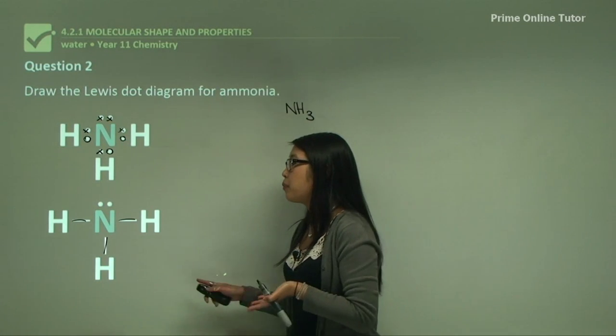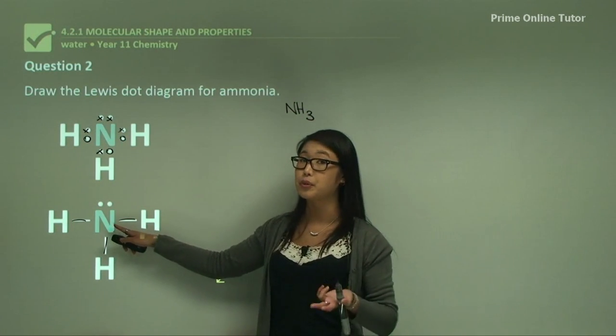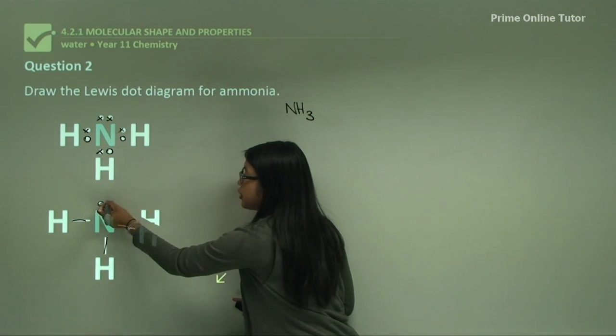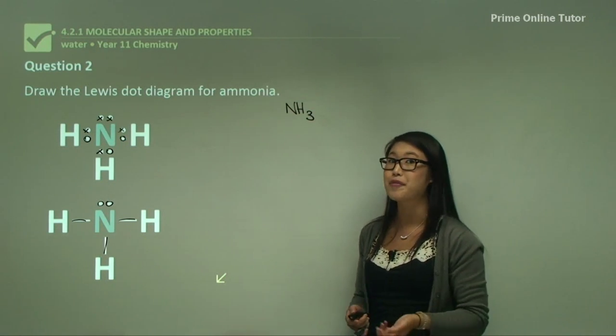So the only other place we can place them is on the nitrogen, because hydrogen only has space for 2 electrons in its outermost shell. So the lone pairs go on the nitrogen atom. And that's how you draw the Lewis dot diagram for ammonia.